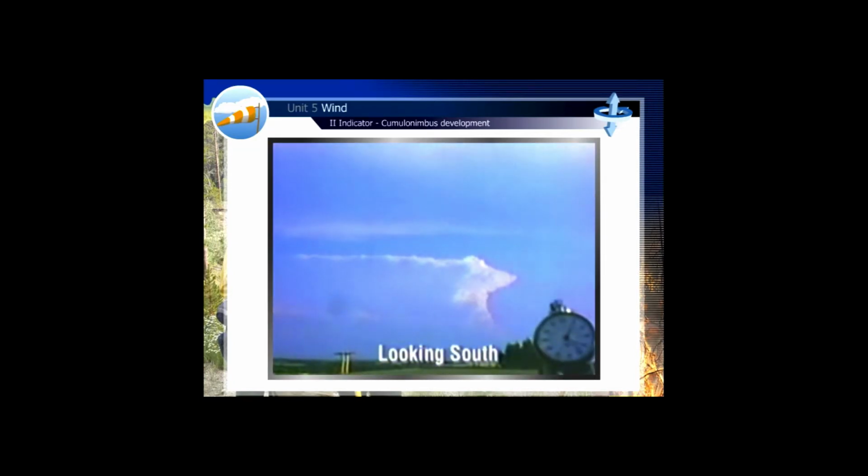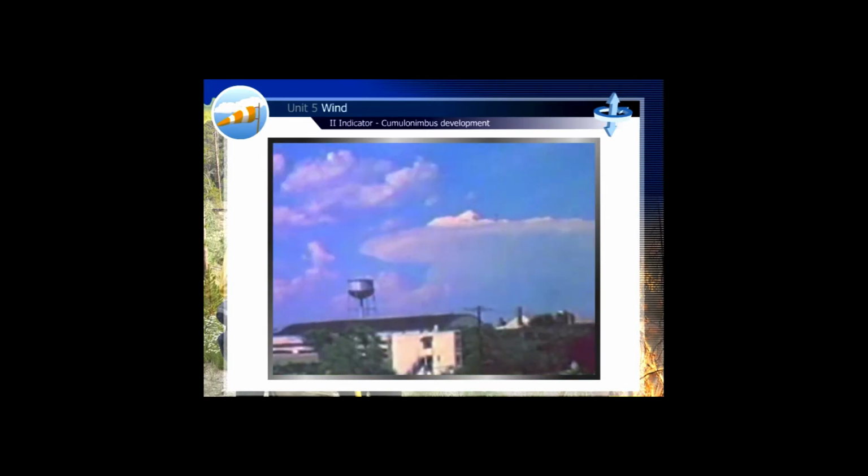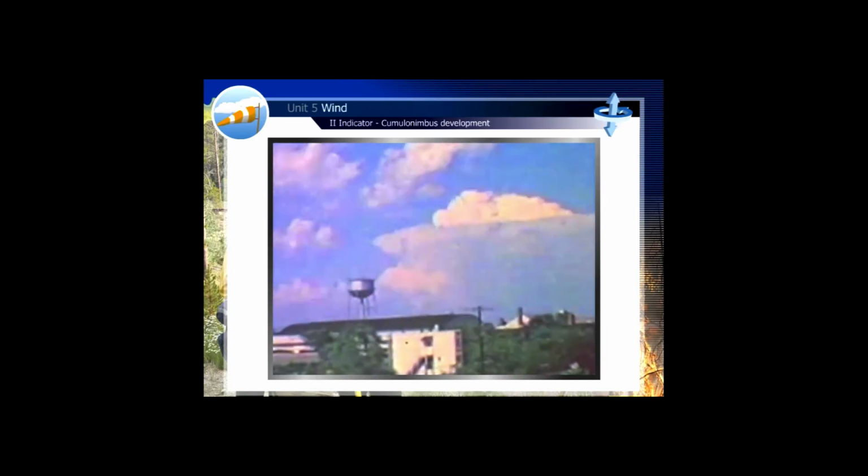If you see cumulonimbus development, pay close attention. It is an indicator of an approaching thunderstorm. Notice the cauliflower shape and flat bottom of a cumulonimbus cloud. A thunderstorm can progress from a simple cumulus cloud to a mature thunderstorm in as little as 30 minutes.